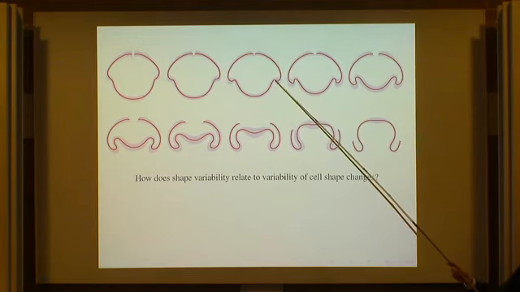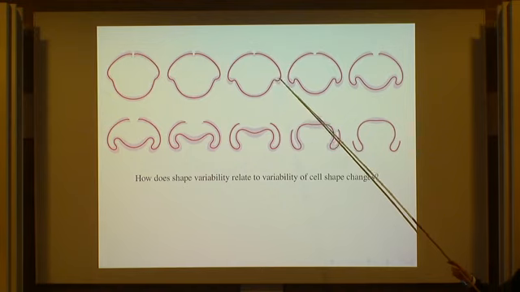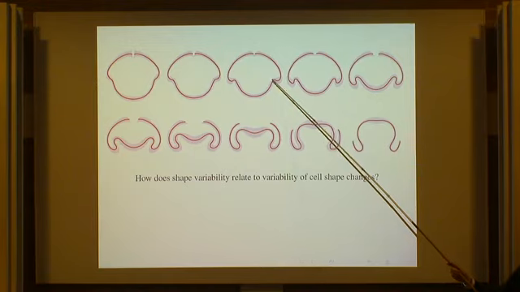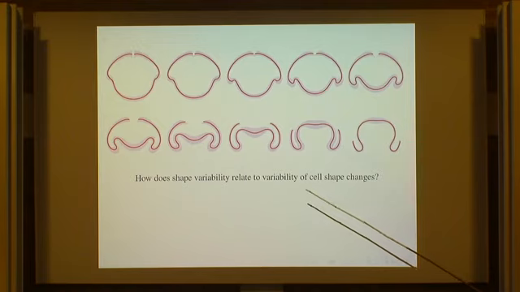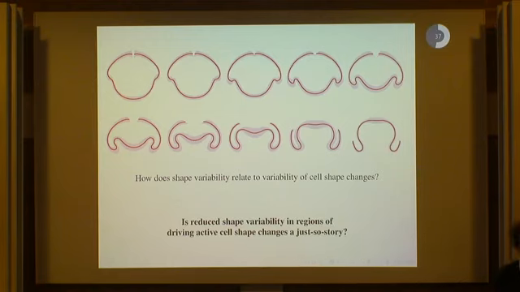There's a larger variability in this region over here than in the immediately adjacent bend region, where the active cell shape changes that are driving this invagination, these wedge-shaped cell shape changes, are happening. So, with the echo of teleology pumping through the argument, you might say that is exactly what should happen. You should have a reduced variability in the important regions where the driving active cell shape changes occur. But again, that might be a just-so story.